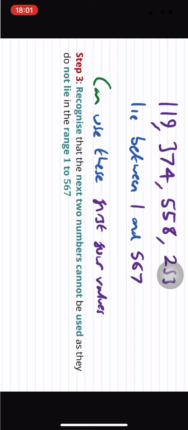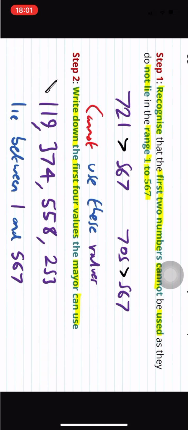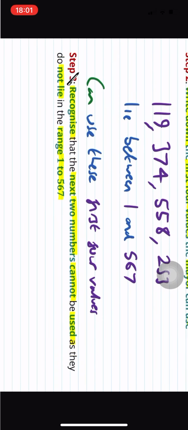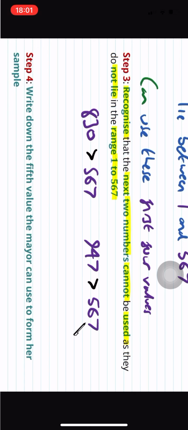Our third step is to recognise that the next 2 numbers cannot be used as they do not lie in the range 1 to 567. Our next 2 numbers are 830 and 947. 830 is strictly greater than 567, and similarly 947 is also strictly greater than 567. Therefore, the mayor cannot use these values.